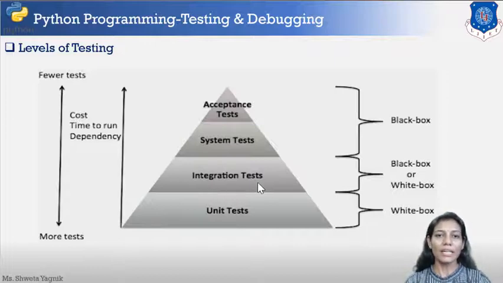The next level is integration testing, where multiple units are integrated, and whether they are combinedly giving the correct performance or not is checked. Integration testing can be a combination of white box and black box testing. Then comes system testing: after all the components are integrated, whether the whole system is behaving in the proper way or not will be checked. Then acceptance testing: whether the software is in acceptable condition for the ultimate client or not will be checked.